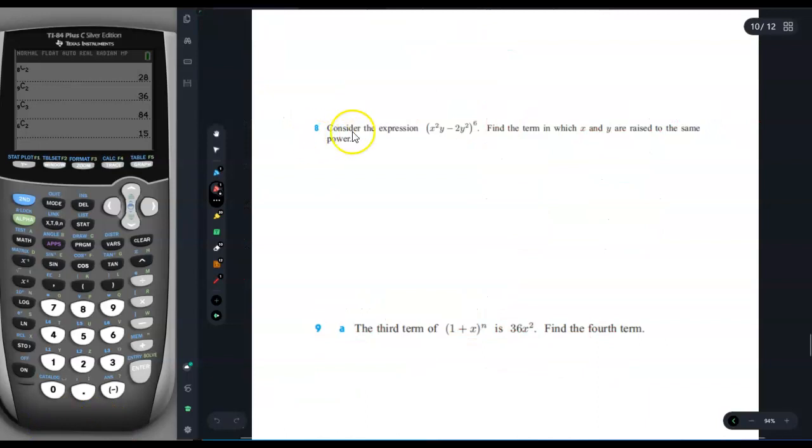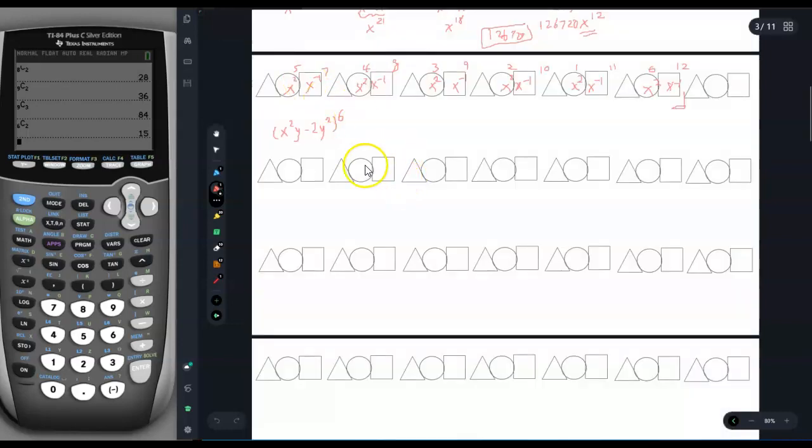Okay, problem 8. Consider the expression (x squared y minus 2y squared) to the 6th, a binomial expansion with x and y variables in it. Find the term in which x and y are raised to the same power. Okay, so first we're going to do this with the non-algebra method. So we're going to go to our template and we're going to expand this, okay?